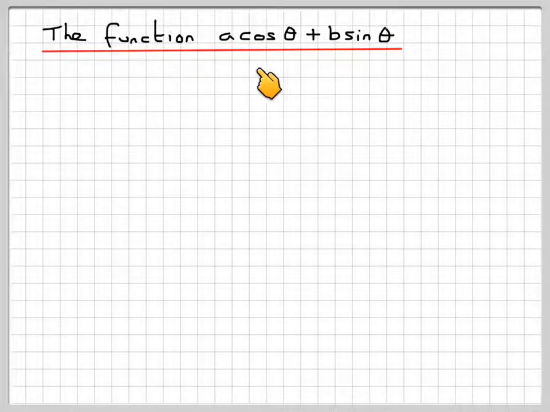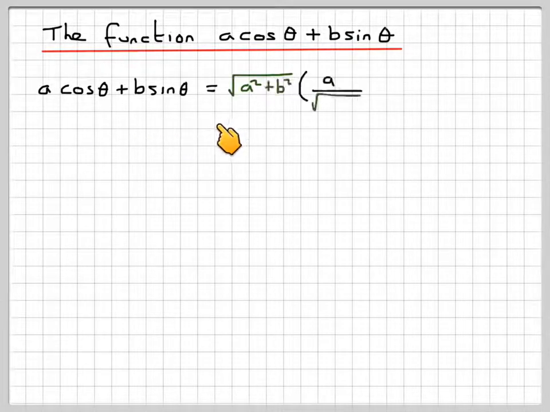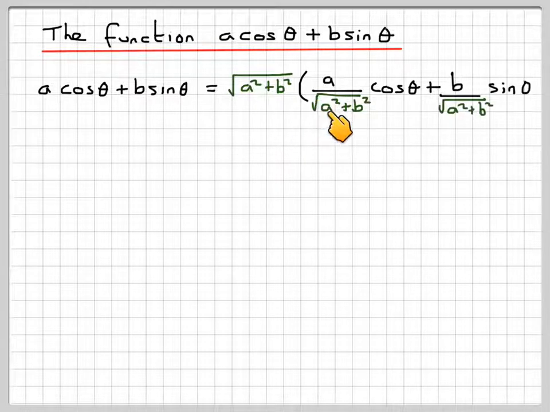The function a cos theta plus b sin theta could be rewritten as the square root of a squared plus b squared, brackets, a over the square root of a squared plus b squared cos theta plus b over the square root of a squared plus b squared sin theta. It works because this and this would cancel out.